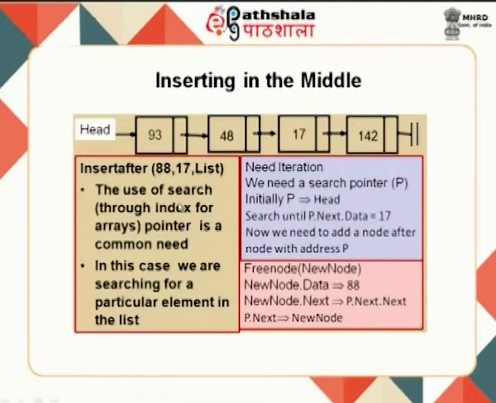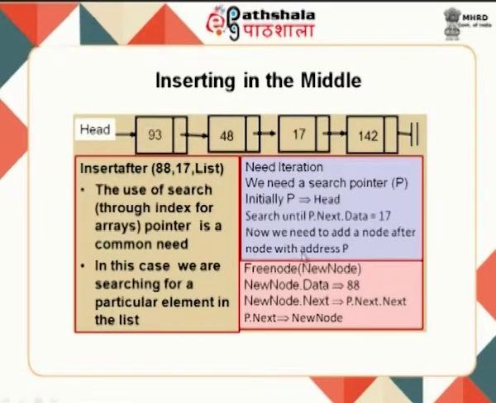The use of search through index for array or pointer is a common need, as I already told you. In this case we are searching for a particular element in the list. So, we want to insert after 17. What do we want to insert? The node 88. So, what we do? We need a search pointer P. Initially we make P point to head, and then you search until P dot next dot data is equal to 17. You start with P, come here, P dot next, that is this node's data.